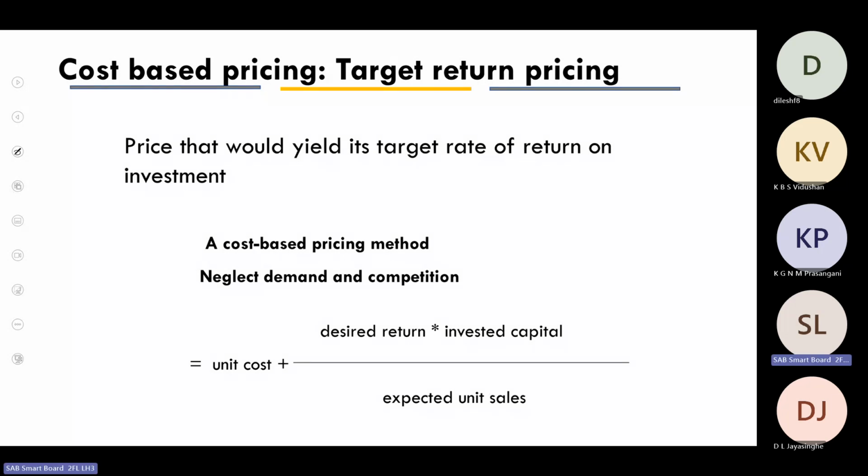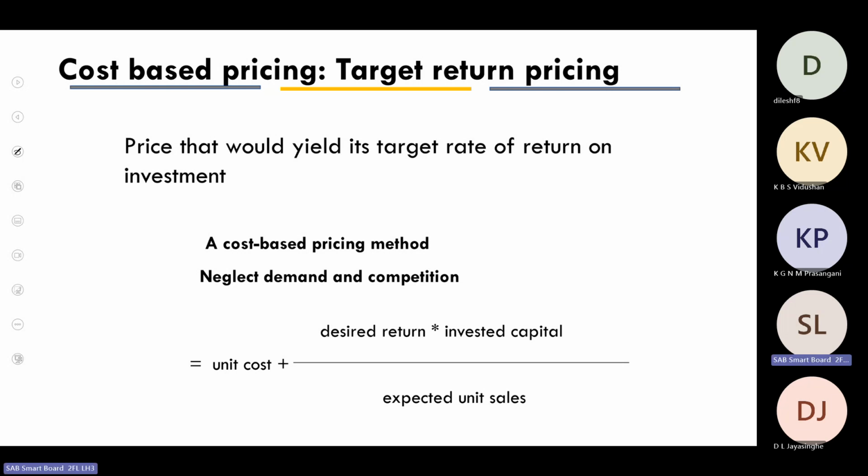Price that would yield its target rate of return on investment, right? Let's say for our products, we need to have a target return. We are producing 10 items, and for those 10 items, we need to have a target return of, let's say, 1,000 or 2,000. The total return we are expecting. So we plan to have 2,000 by selling those 10 items, right? So we use the target expectation, and based on that expectation, we determine how our price would be.